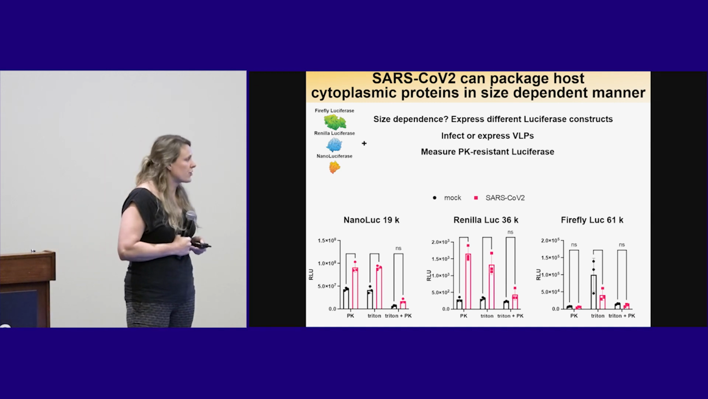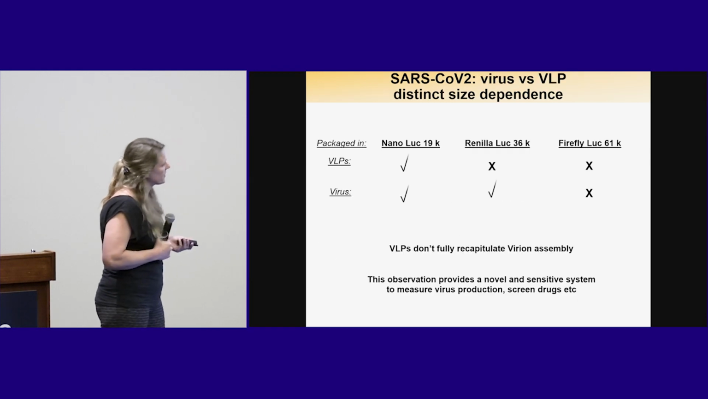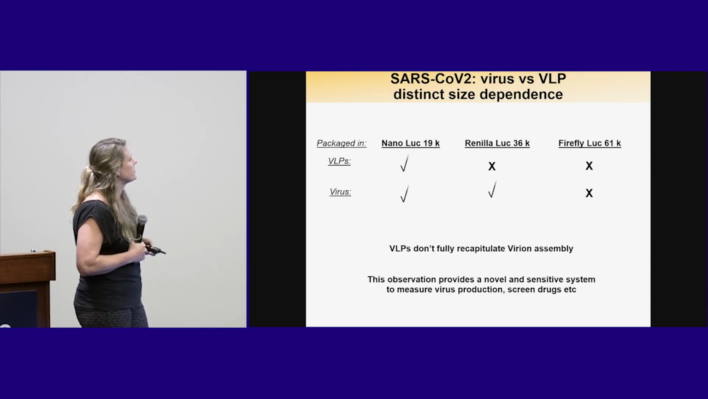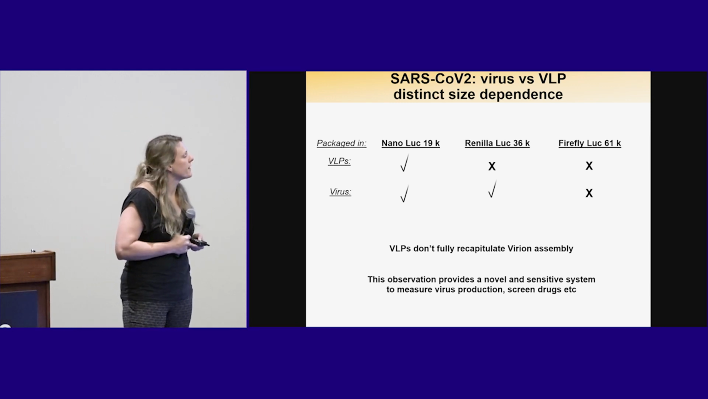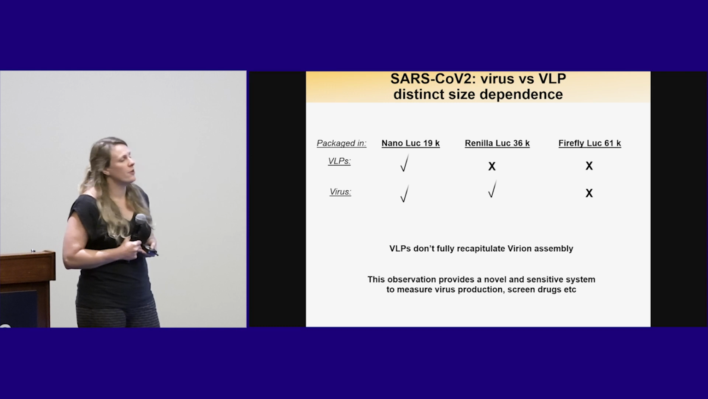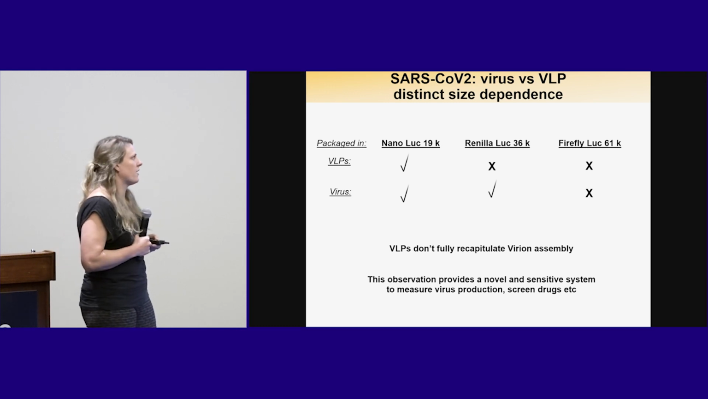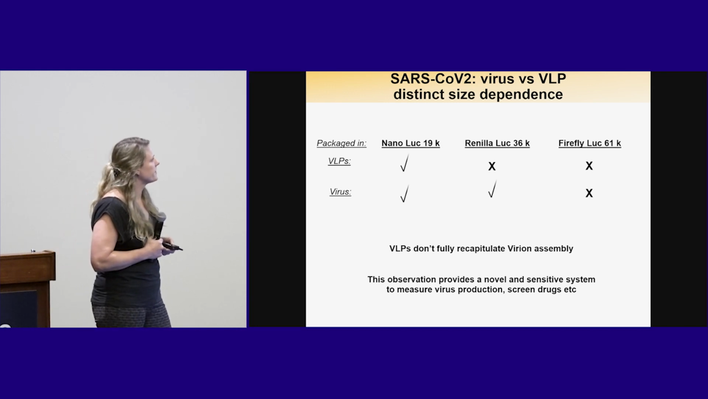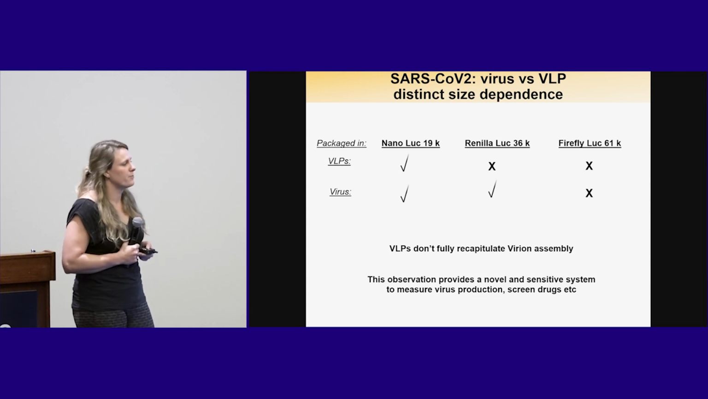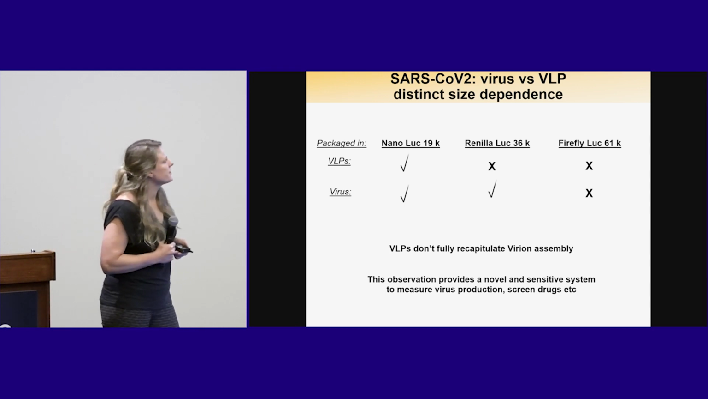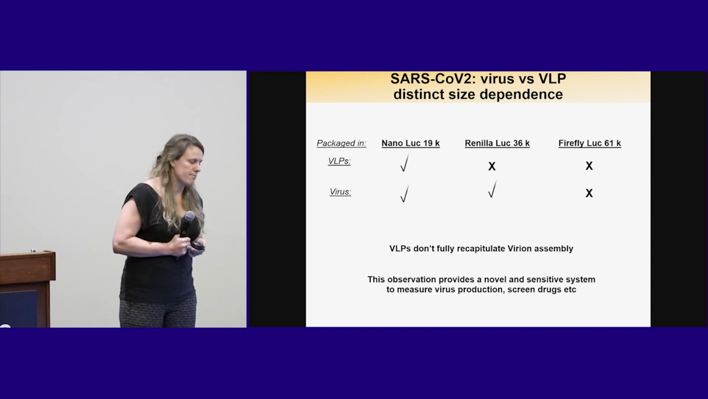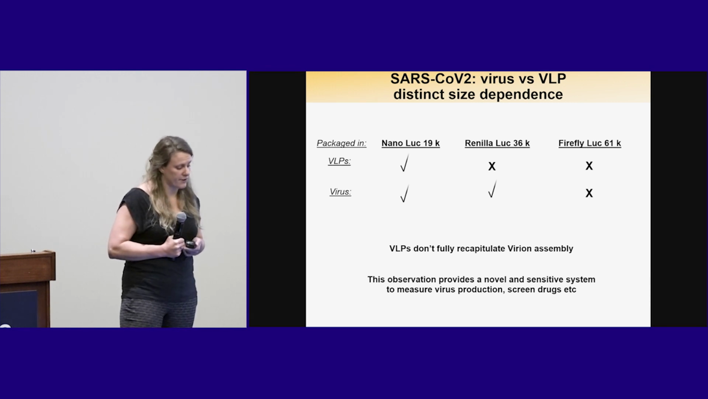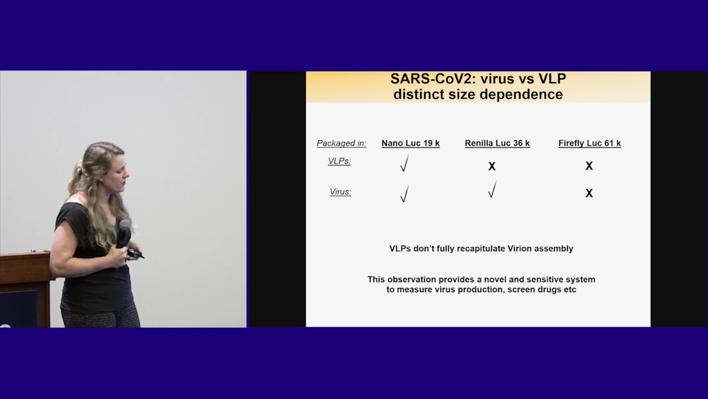And I don't have time to show you all the data today, but we also performed this experiment with the VLPs, and interestingly, we see that while nanoluciferase is again packaged and protected from degradation with the VLP system, we do not see the secretion or packaging of renilla luciferase with the VLPs. So this indicates then that while VLPs are an amazing system and very useful, they don't fully recapitulate virion assembly, and this makes sense with the gradients that I showed you earlier, suggesting that they're in low density fractions.